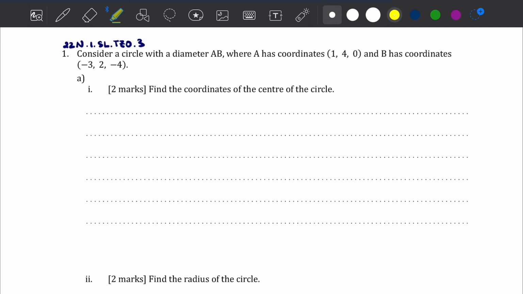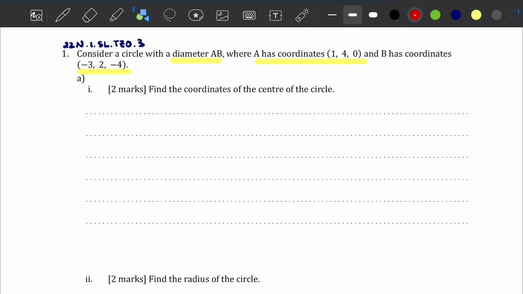So in today's video, we are going to go over questions from IB Maths AASL exams of the year 2022 and 2021. So the first question is from year 2022, November, paper 1, IB Maths AASL exam. It says consider a circle with a diameter AB where A has coordinates of (1, 4, 0) and B has coordinates (-3, 2, -4), and we need to find the coordinates of the center of the circle.